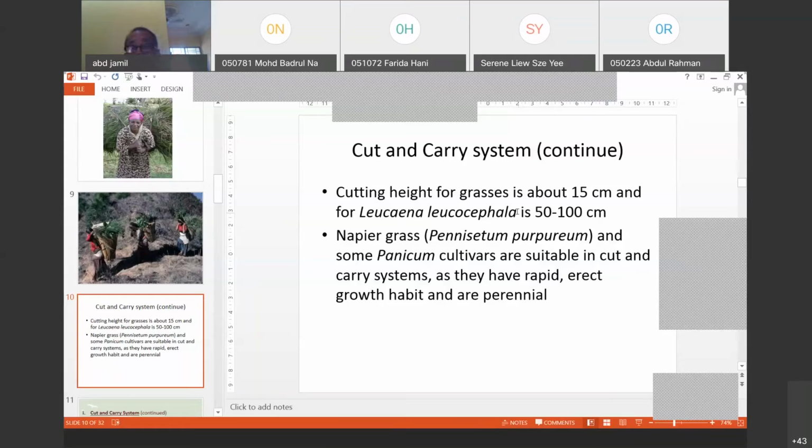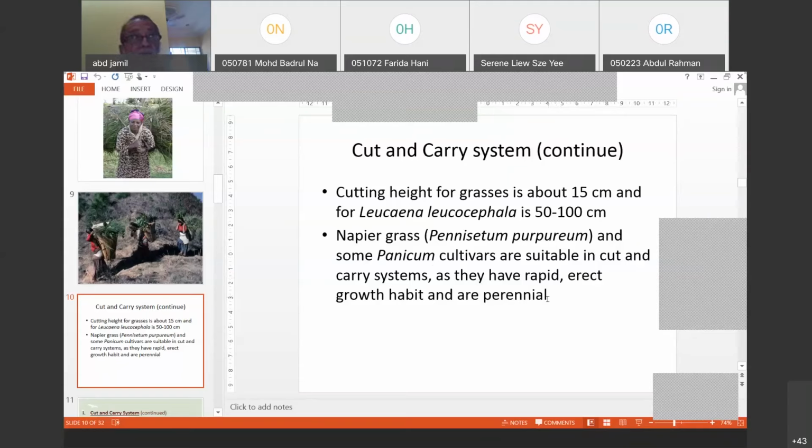And Napier grass and Guinea grass. This is Napier grass, Pennisetum purpureum, and Panicum is Guinea grass or rumput kuda. Suitable for cut and carry system. But now even humidicola, people are using it as a cut and carry system. But humidicola can be used both for cut and carry system or grazing system or open grazing system. So one of the characteristics for cut and carry system is they have erect stem and very fast growing. Of course, it's perennial.